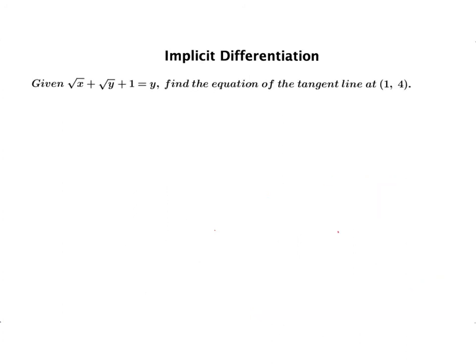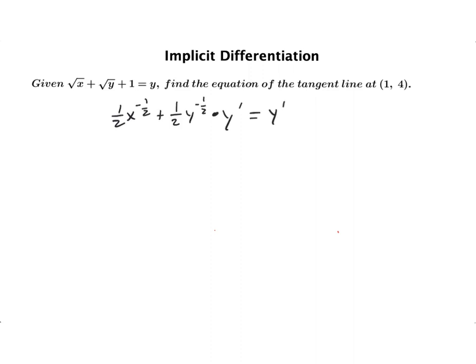Our last problem of the day goes beyond finding the slope of a tangent line to finding the actual equation of the tangent line at a point. So first we're going to differentiate our equation. So the derivative is going to be 1/2 x to the negative 1/2 plus 1/2 y to the negative 1/2 times y prime plus 0 equals y prime.